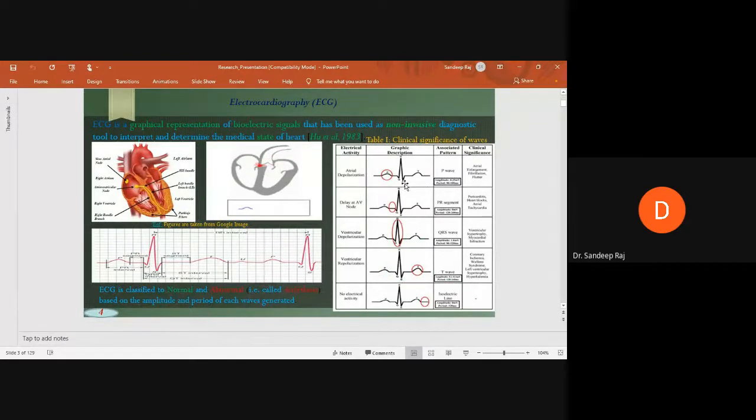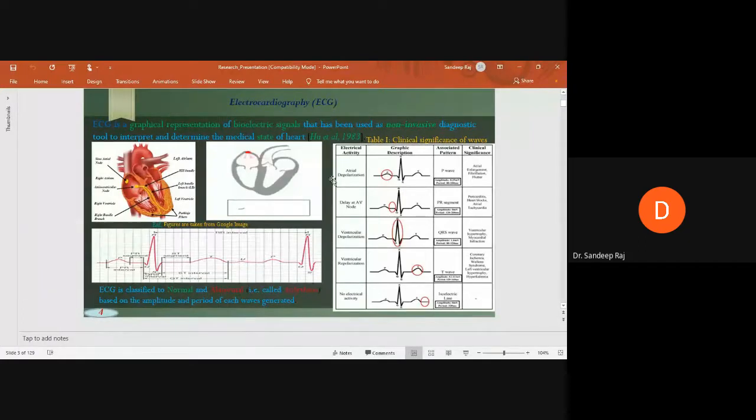So as a result of these three processes, the consecutive waves are being generated like P, QRS, and T. And each of these waves generated has its own amplitude and period, that is, duration of occurrence. So any deviation from these values, either in amplitude or in period, results in the generation of abnormalities inside the heart.